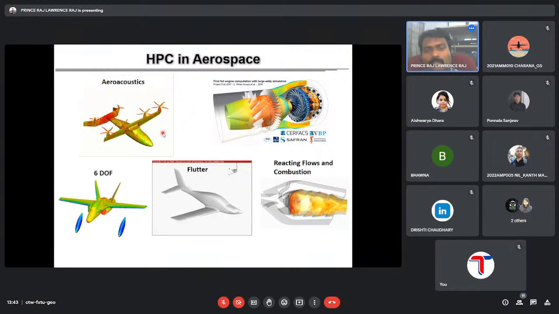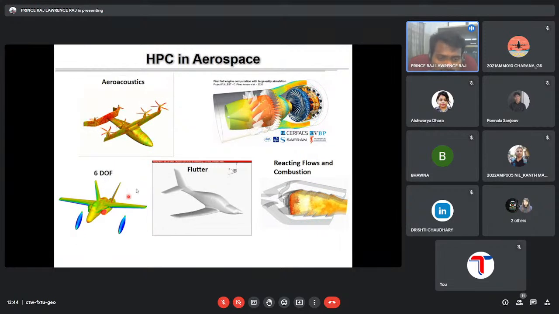Without that, it's not possible. Then full engine simulation with large eddy simulation. Large eddy is itself quite an expensive method, but they are simulating large eddy for a full engine. It's literally complicated. It's impossible without high performance computing. But you may think, okay, why not? We can split them into pieces and do small studies. That is true. But if you think very carefully, a full scale study is much more important and necessary for understanding the physics.